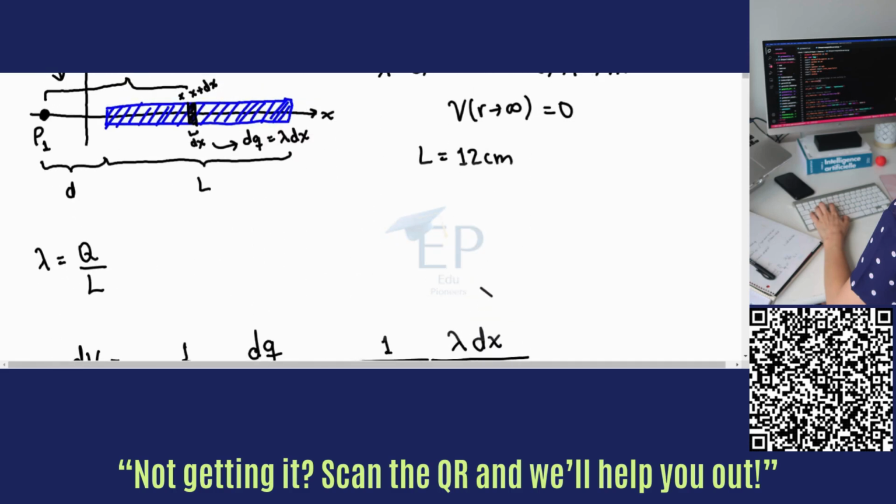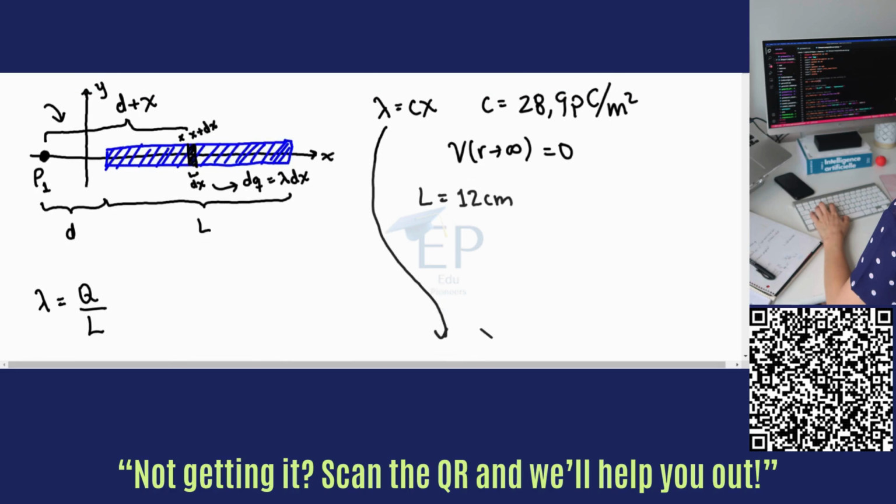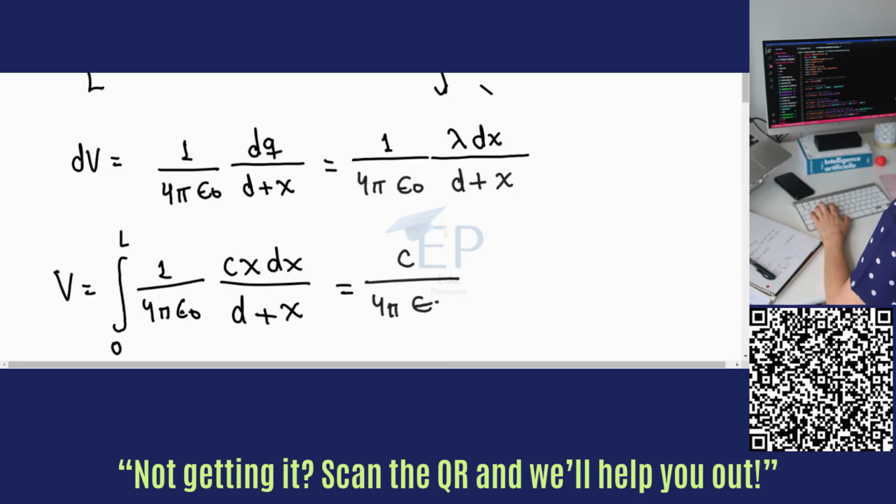Also remember that for this problem we are given that the linear density has a dependence on the position, and it is equal to c times x. So we're going to put that in here: 1 over 4 pi epsilon 0, c times x dx over d plus x. And here we can see that we can take out all of the constants, c over 4 pi epsilon 0, and we are left with this integral.